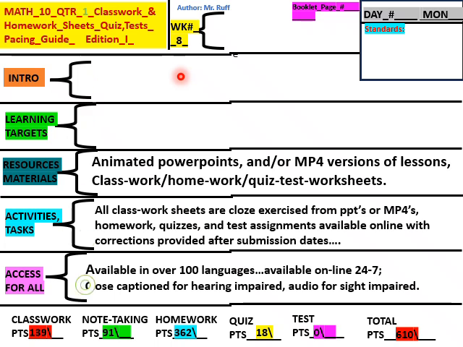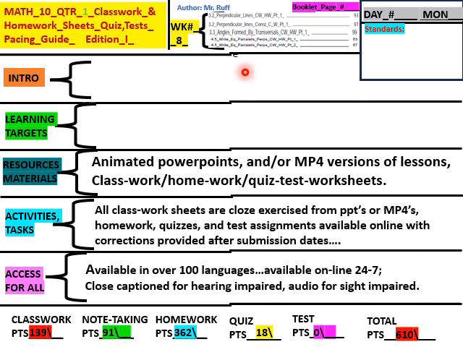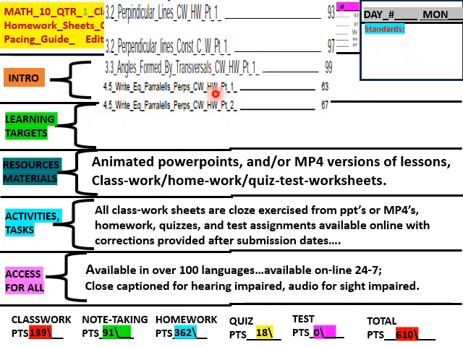And we start out here with our Week 8 lessons, which are 3.2 perpendicular lines, classwork homework part 1. Then 3.2 perpendicular lines constructions. We have a construction exercise here on week 8. Then we go in 3.3 angles formed by transversals, classwork homework part 1.